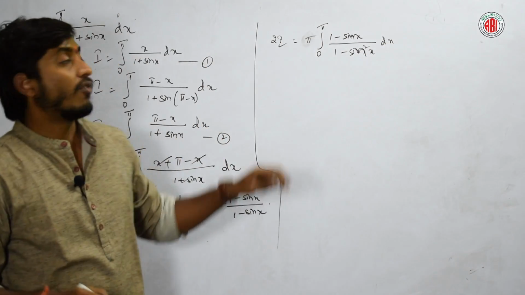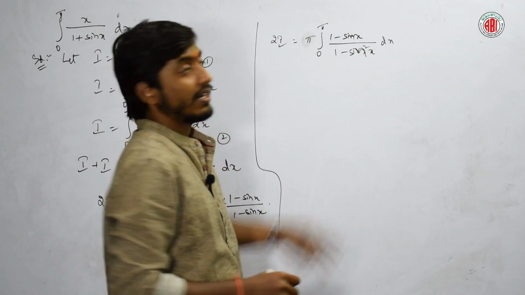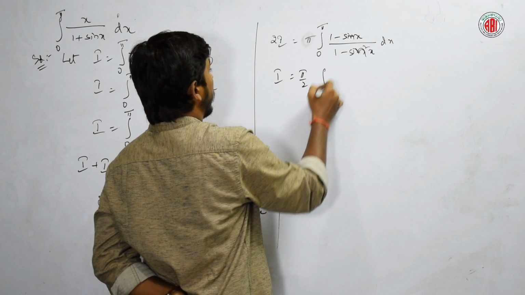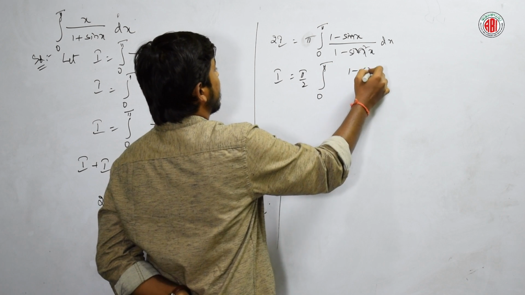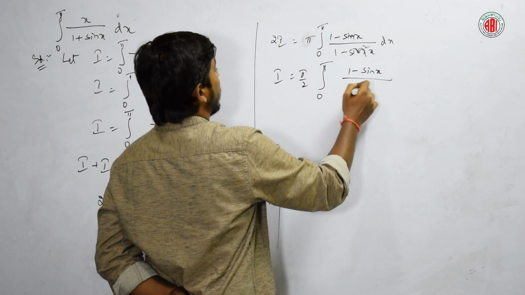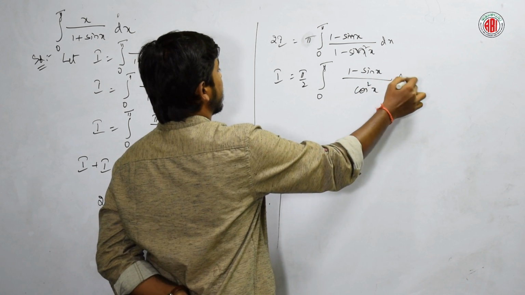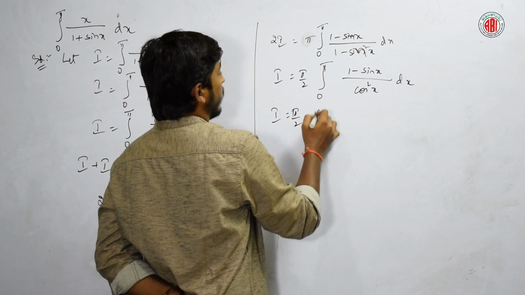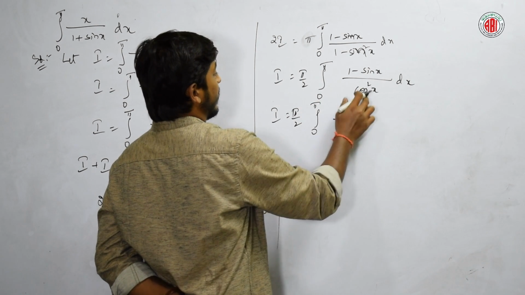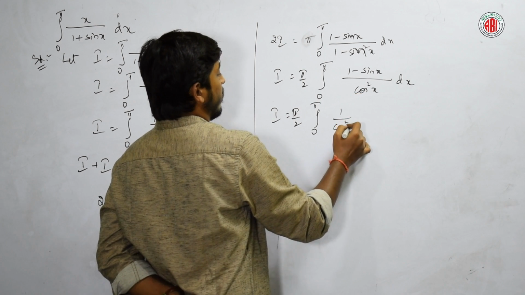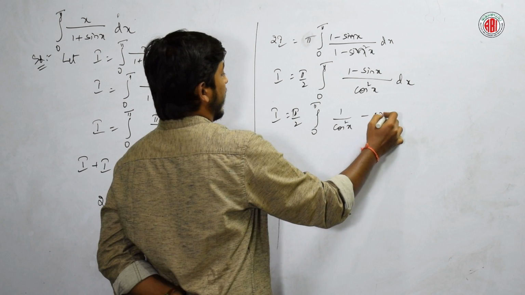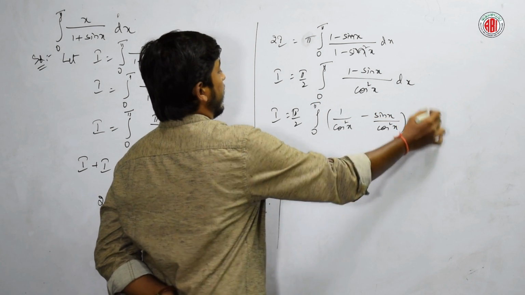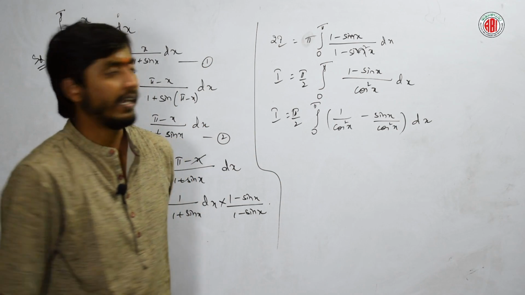Clear? What is 1 minus sin square? That is nothing but cos square. And let me write pi by 2 here. 1 minus sin x by 1 minus sin square, which is cos square x dx. I is equal to pi by 2, integral 0 to pi. Let me separate this over the common denominator: 1 by cos square x minus sin x by cos square x dx, right?